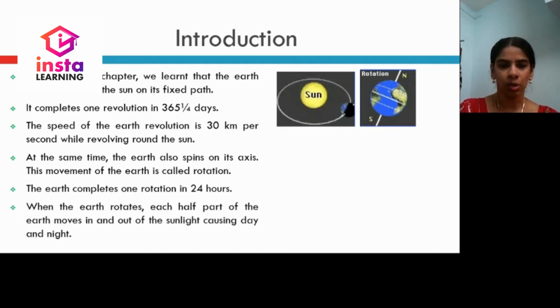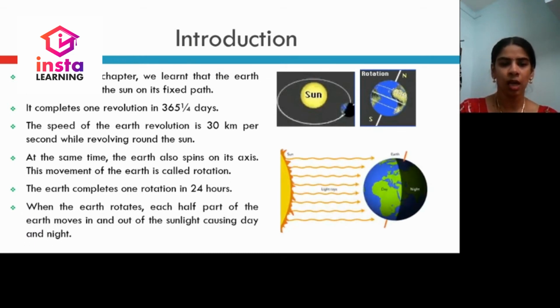When the earth rotates, each half part of the earth moves in and out of the sunlight, causing day and night.